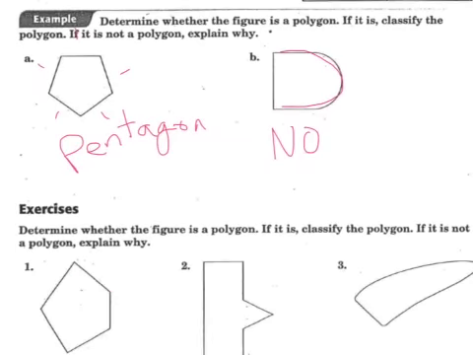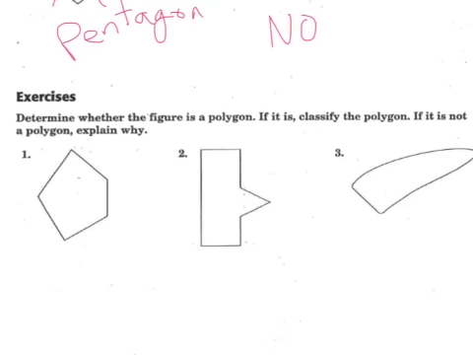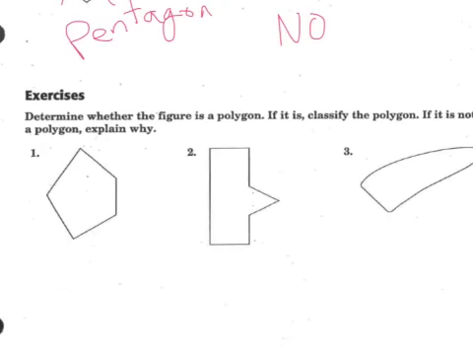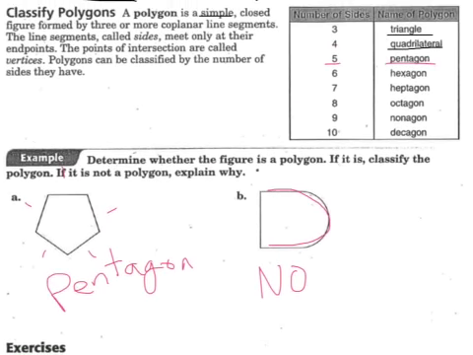So let's scroll down and take a look at our next couple examples. I'm going to let you do the first one on your own, but I want to talk about the second one because it has a new term. Let's determine if this is a polygon or not. It's a completely closed figure made by straight lines, so yes, this is a polygon. Now, what type of polygon is it? It has 1, 2, 3, 4, 5, 6, 7 sides. If we scroll up, we see that a 7-sided figure is called a heptagon.